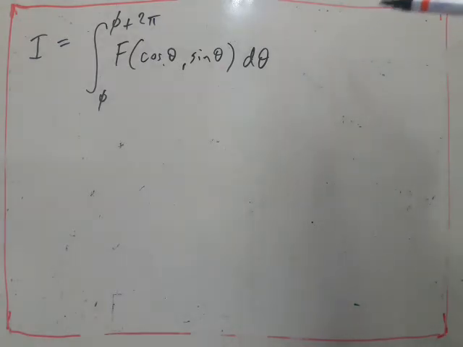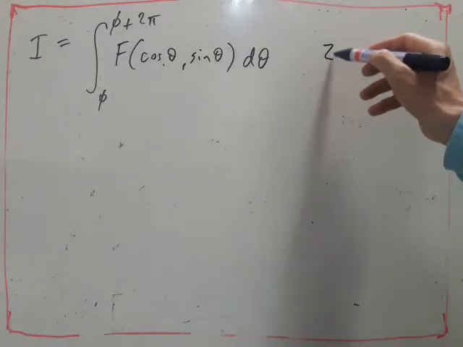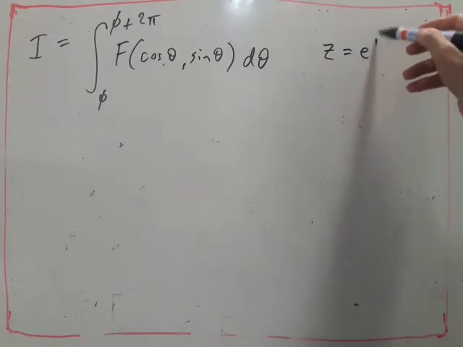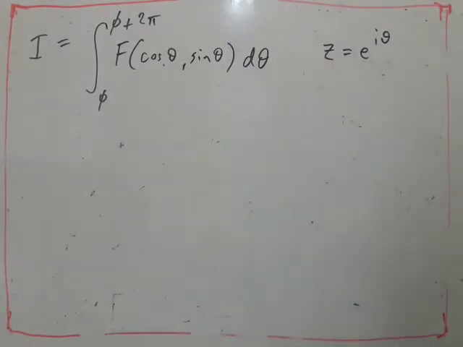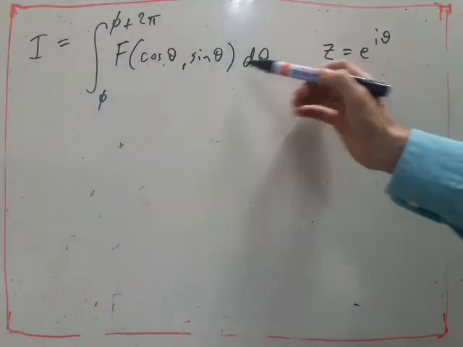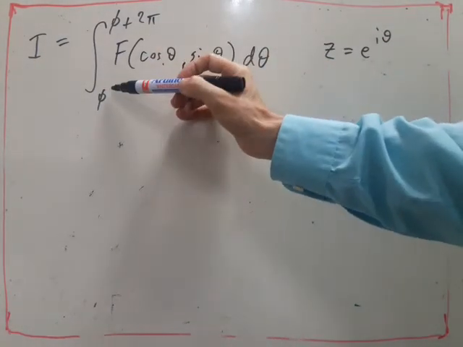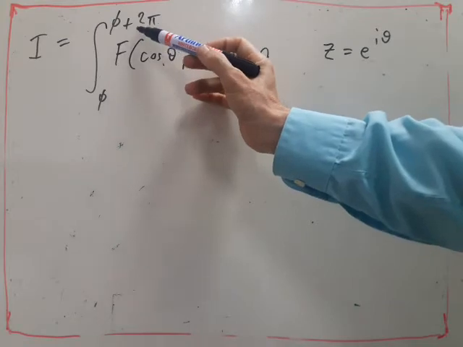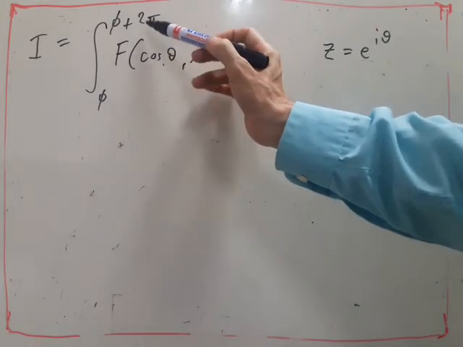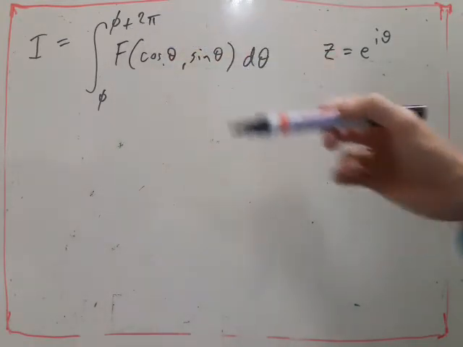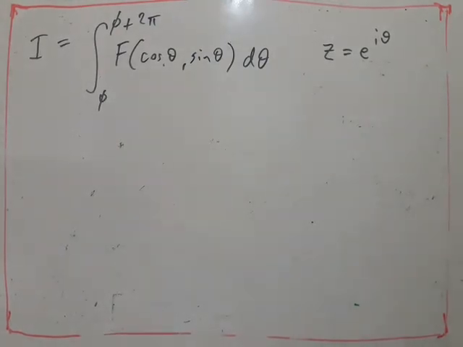Anyway, the technique is to use a completely different contour from what we've been doing before. It's basically just to change variable to z equals e to the i theta. Now, theta is obviously varying between a value phi and that value phi plus 2 pi. So it's going around one complete circuit.